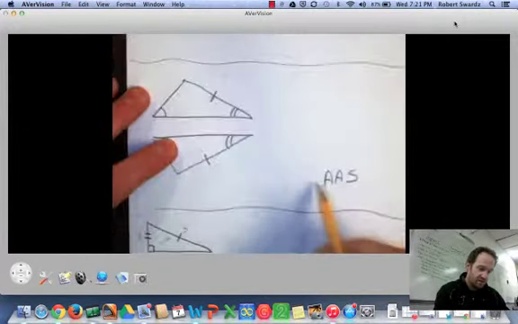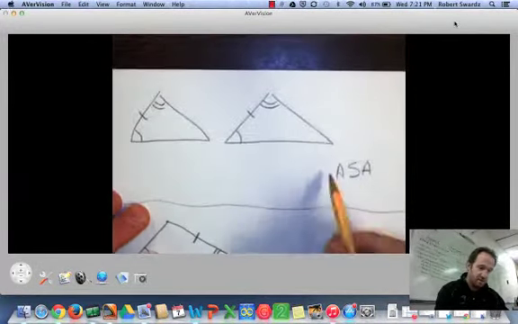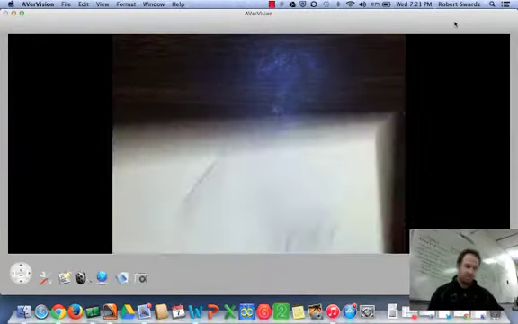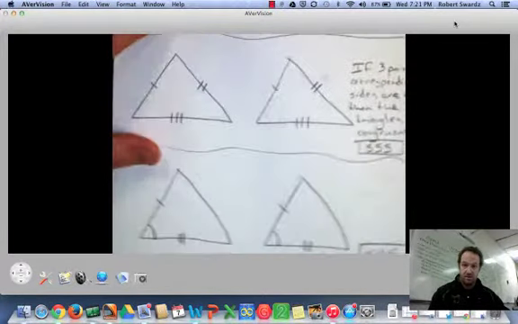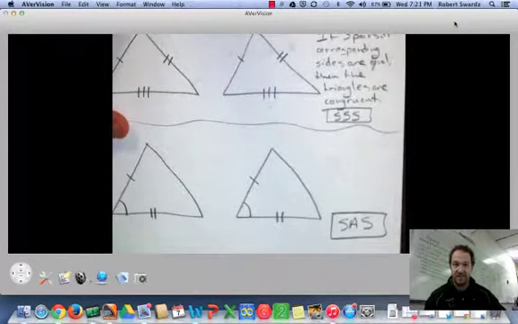Hypotenuse leg, angle, angle, side, angle, side, angle, side, side, side, and side, angle, side.